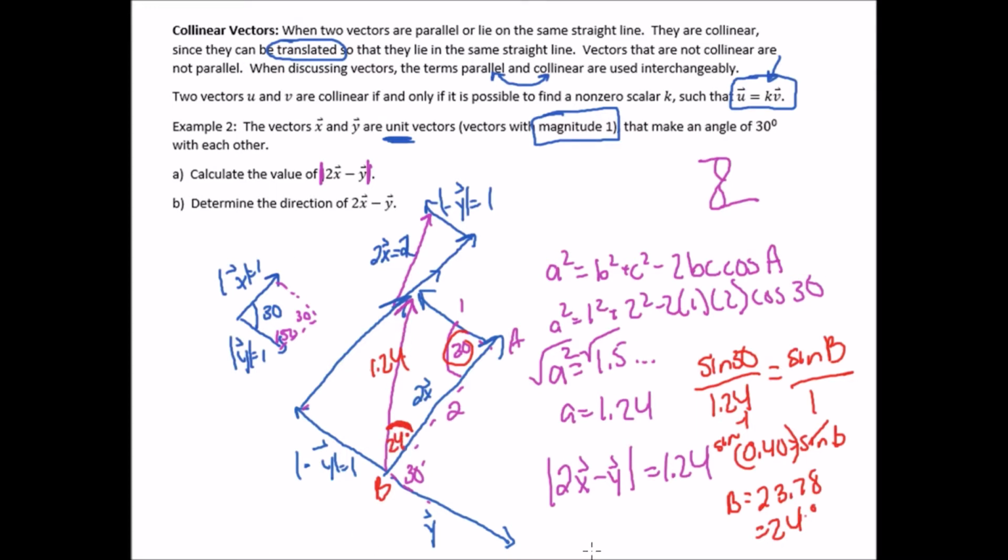And just as a review, we can't just put 24 degrees, we have to put it relative to something. Okay, so let's say the magnitude is 1.24 and our resultant is 24 degrees rotated this way right here. So that's counterclockwise, counterclockwise from vector 2x.